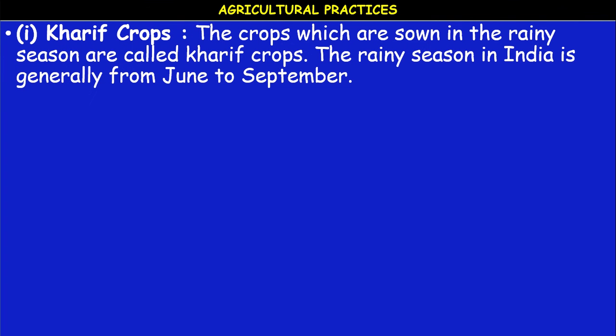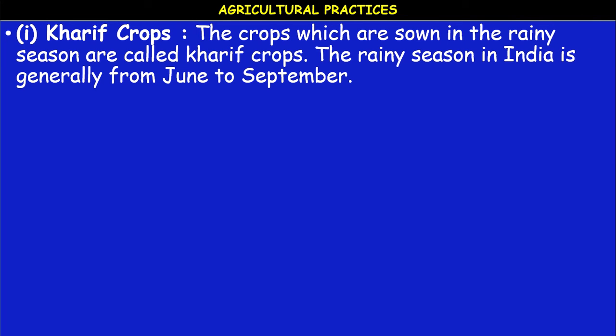Kharif crops such as paddy require a lot of water. They are sown at the beginning of the southwest monsoon during June or July, so they are harvested after the monsoon in September or October. Some other Kharif crops are maize, soya bean and cotton.